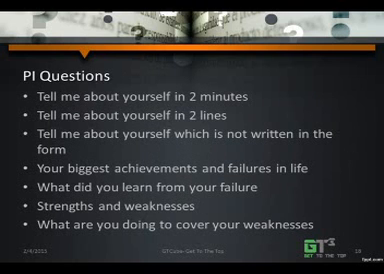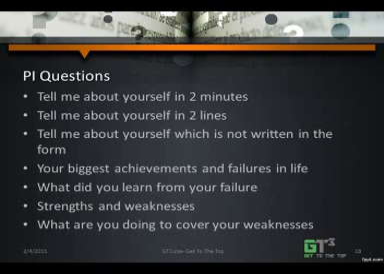Then I'll just show some examples, questions which could potentially be asked in an interview. So these are some standard set of questions. Tell me about yourself, maybe 1 minute, 2 minutes. Sometimes they'll ask, tell me about yourself in two lines. Or maybe tell me about yourself which is not written in the form.